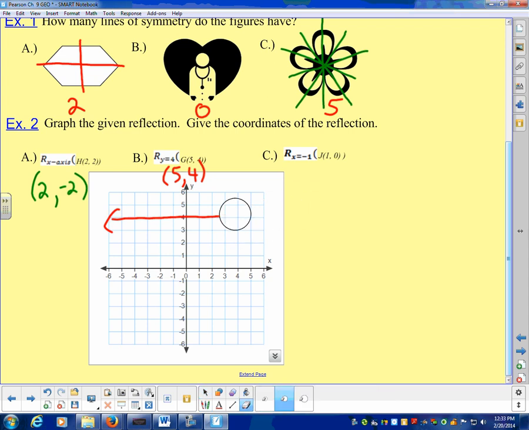Okay, let's try another one where it's not right on the line. You maybe missed that one, Josh. So take J, 1, 0. We're going to plot J at 1, 0. So there's J. We're going to find J prime. So x equals -1.